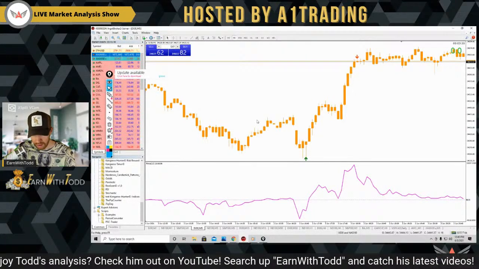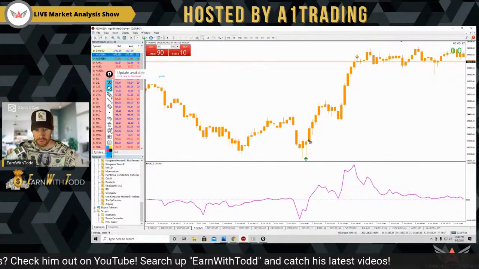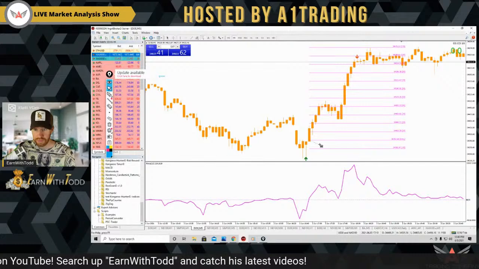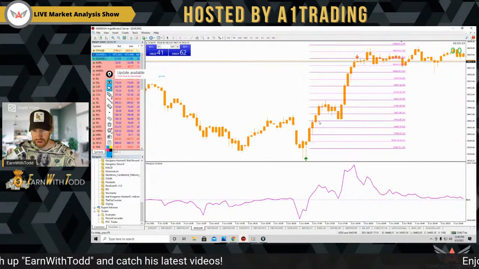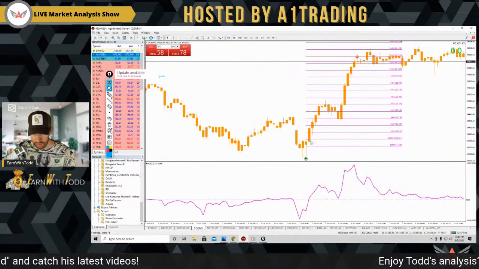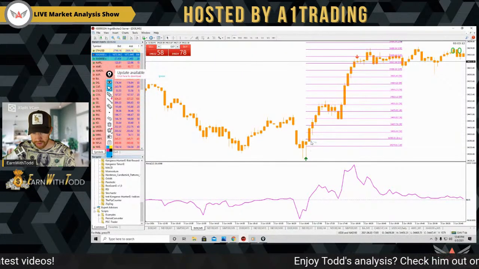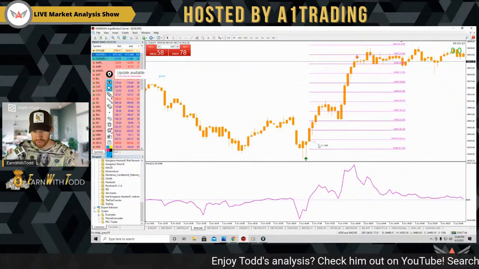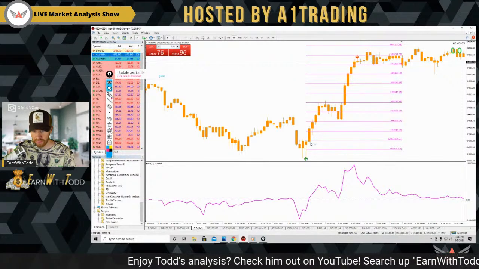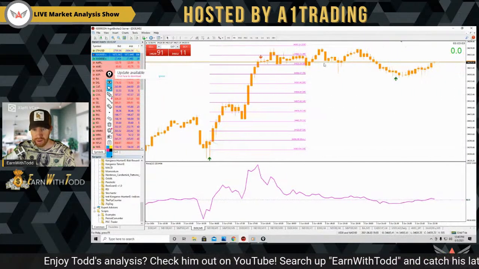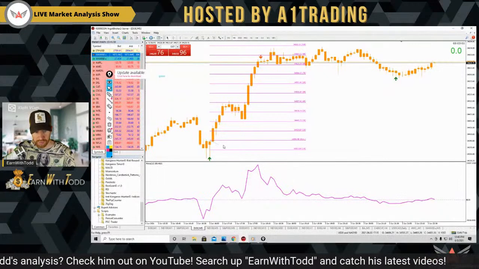Kangaroo tail is my entry, and it just shot up. How would I trade here though? I would have entered right here, would have had to stop like halfway to the body. And that ran up for about 9 hours.